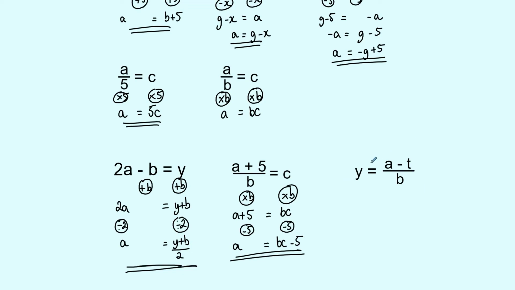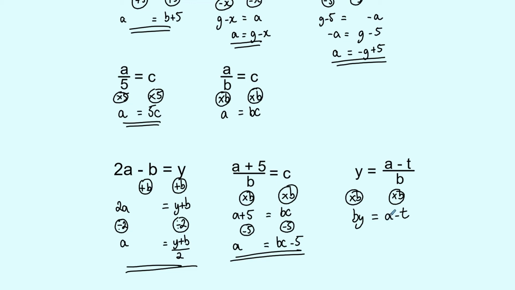Last one here, and again, we've just flipped the equation or the formula just to show you a different variation on the question, but it's the same idea. We want to get a minus t on the top, first of all. So we're going to multiply this side by b, which will cancel out the divide by b. Multiply this side by b. So here we're going to get y times b, which is by, equals a minus t. Okay, so we're getting closer to having the a on its own.